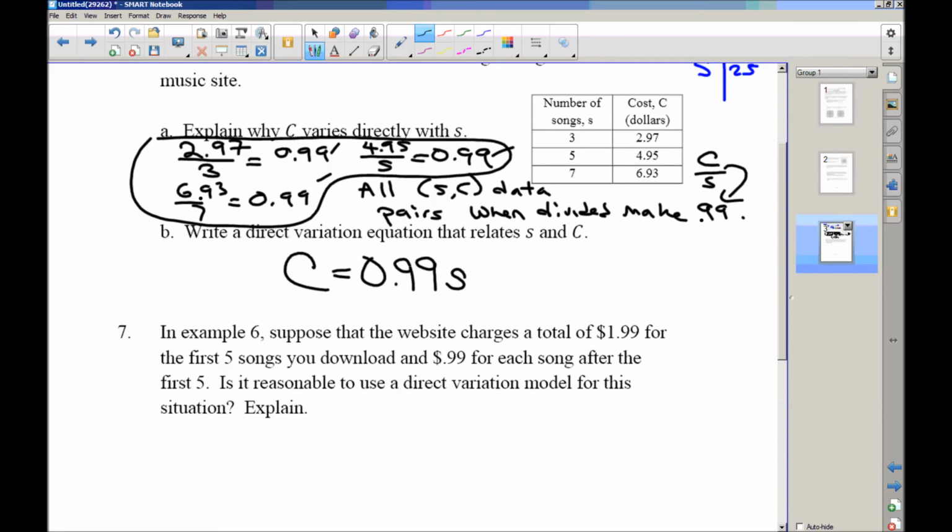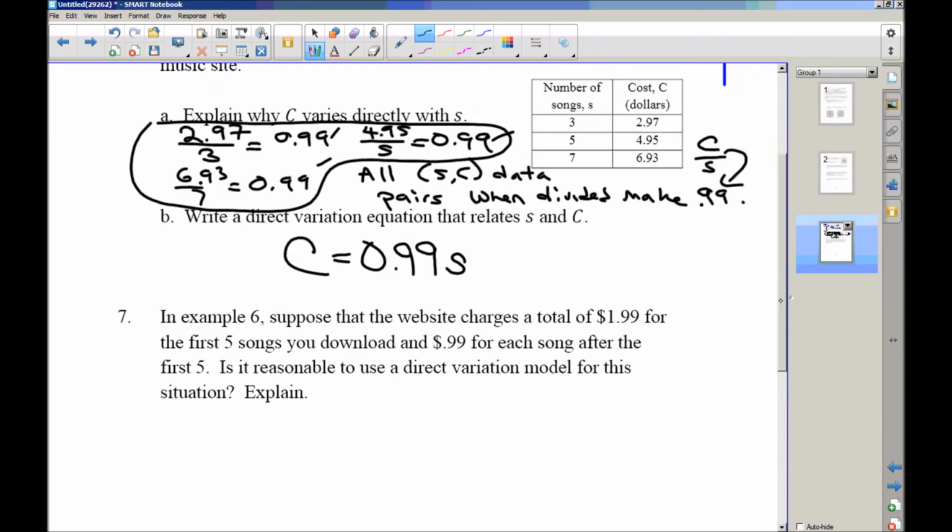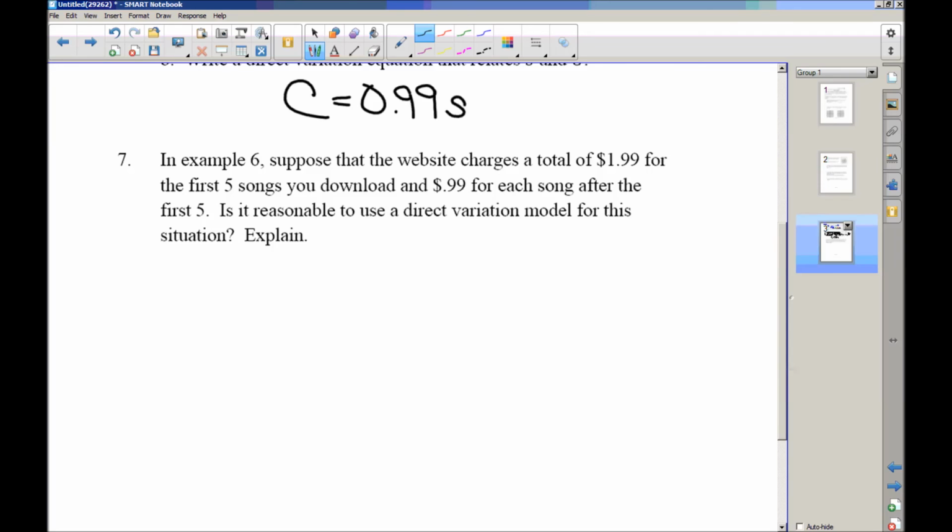All right, and then our last problem here, in example 6, suppose the website instead charges $1.99 for the first 5 songs you download and 99 cents for each song thereafter. Why is this not a direct variation? So let's do this. Songs and our cost. And the place where it's going to be a trouble is going to be between the 5th and 6th song. So for the 5th song, it would be 5 times 1.99. So if we buy 5 songs, we have to pay $9.95.